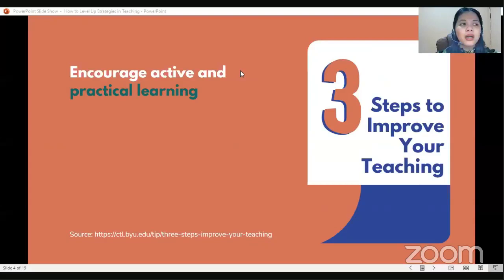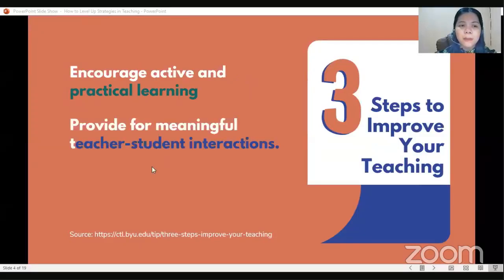And lastly, last na agad, practical teaching. So when we say practical learning, let's remind them na ano yung pwede nyong gamitin sa mga natutunan nyo na to in real life. So that's the first step. The second step is, provide for meaningful teacher-student interactions.